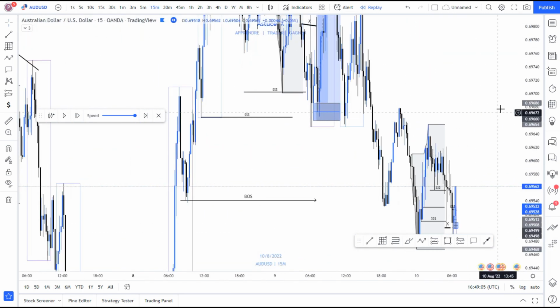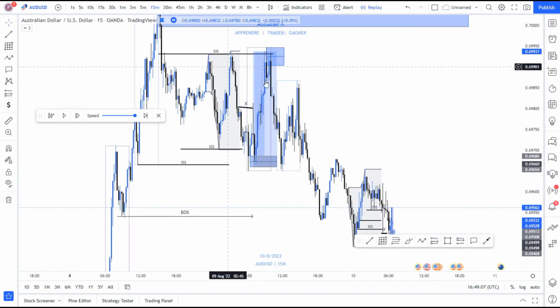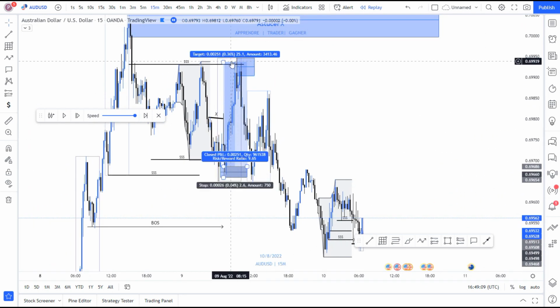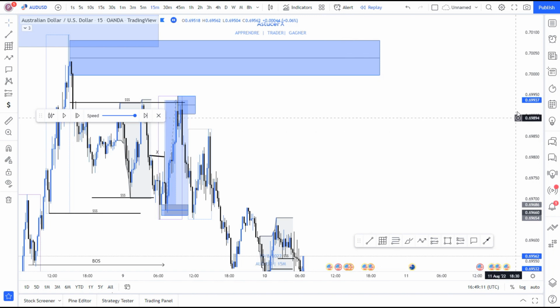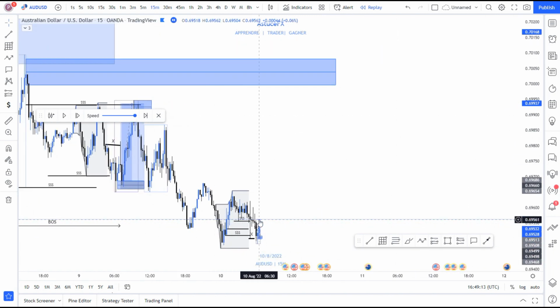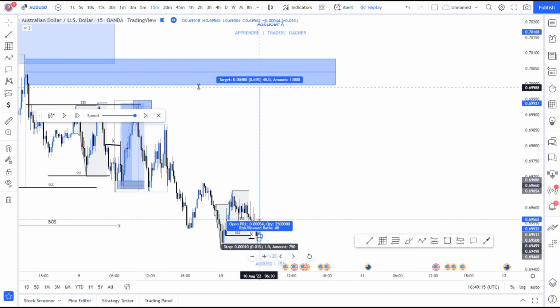On my higher time frame, I can make it target these equal highs. We have equal highs here, and this order block I can target. I extend this one here.